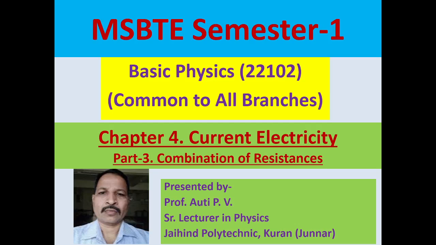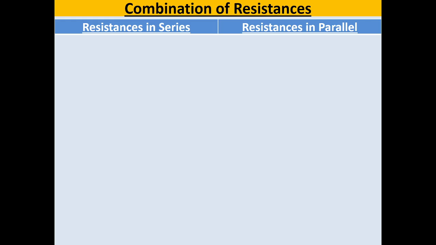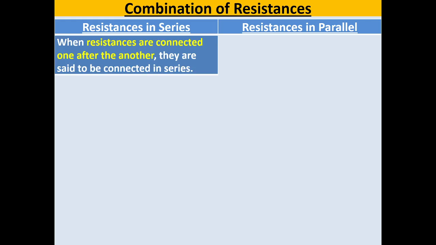Today's topic is part 3, combination of resistance, from chapter 4, current electricity. Resistances can be connected in different ways, which is why this is called combination of resistance. In a circuit, resistances can be connected in series or in parallel. So, let us study the combination of resistances: resistances in series and resistances in parallel.